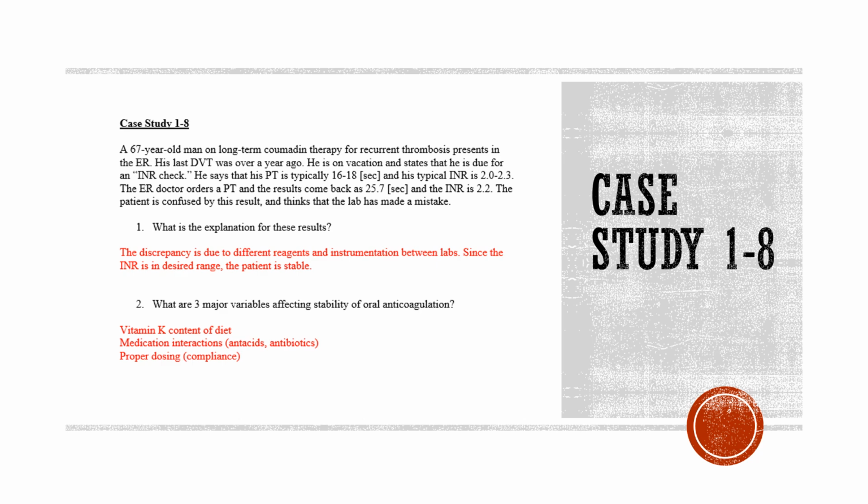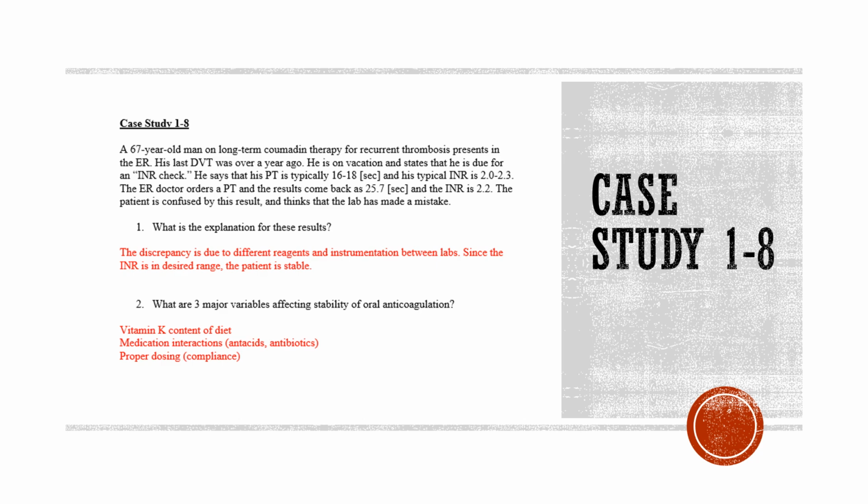What are three major variables affecting the stability of oral anticoagulation? We're talking specifically about medication that could be given for a multitude of reasons. It doesn't necessarily just have to be warfarin, but in this case, he was on Coumadin. There are three major variables. The first one with regard to Coumadin would be vitamin K and the diet. We need to make sure that we're not eating anything that's going to interact with our coagulation therapy.